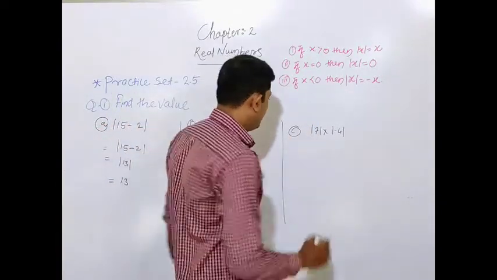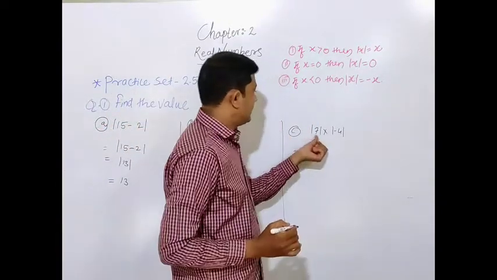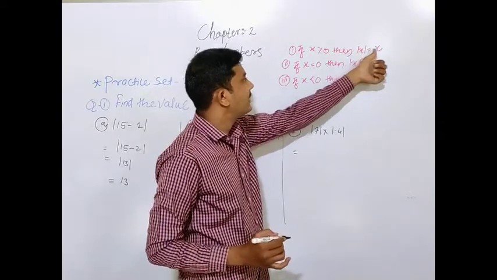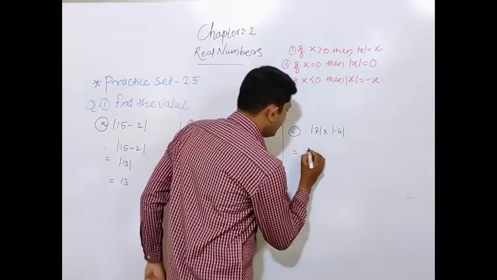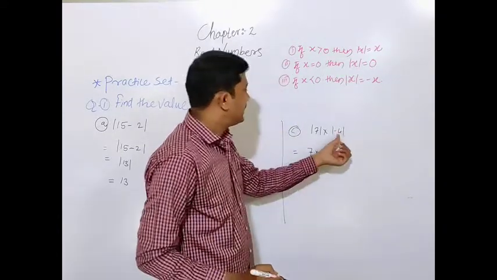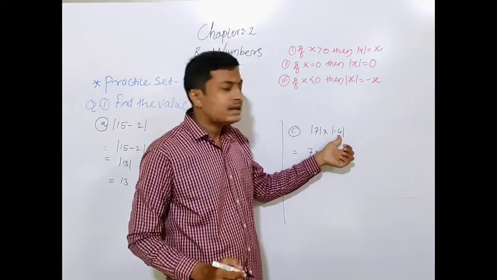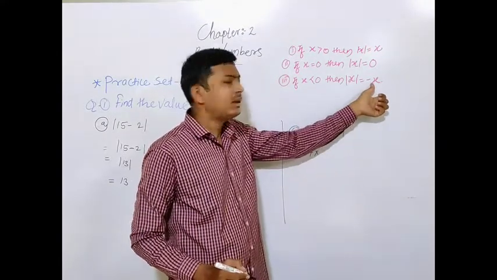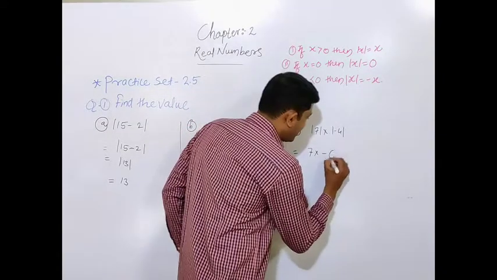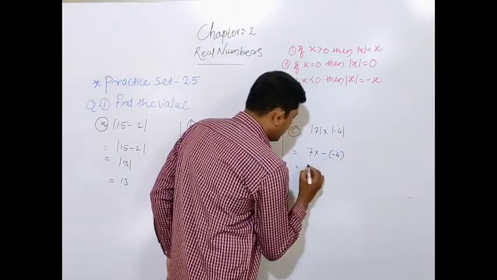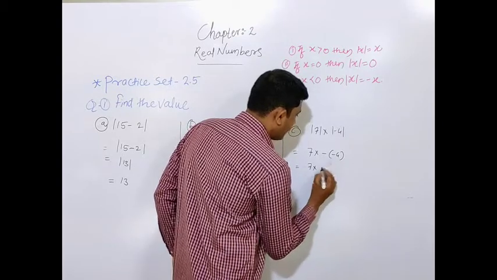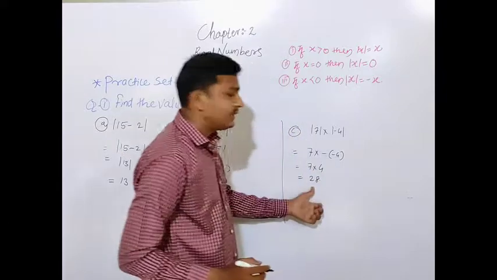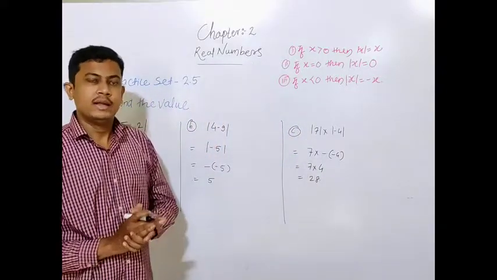Then in the third example, the value of x is 7, that is greater than 0, so for mod of 7 we keep the positive sign, that is 7. 7 multiplied by mod of x, where the value of x is minus 4, which is less than 0. So in the mod we give a minus sign, that is minus of minus 4. So 7 into minus of minus 4 equals plus 4, that is 7 times 4, which is 28. In this way we can simplify the given examples.